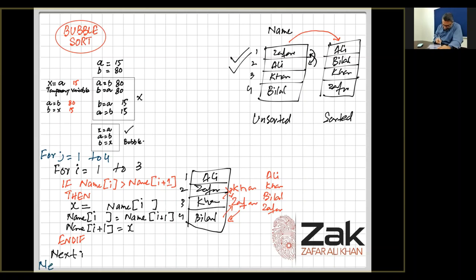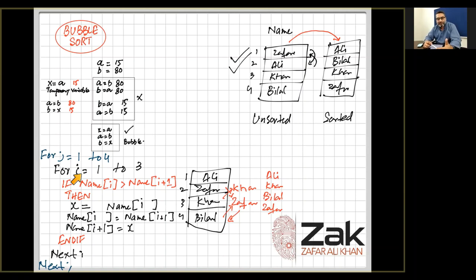Now, as I told you earlier, for every outer count there's a complete cycle of inner count. In the first cycle, when j was 1, this has happened. This is the current condition of the array. After the first loop: Ali, Khan, Bilal, and Zafar. Before the first loop it was Ali, Zafar, Khan, Bilal. Now let's say j is 2. For the second iteration of j, the whole loop of I will be executed.